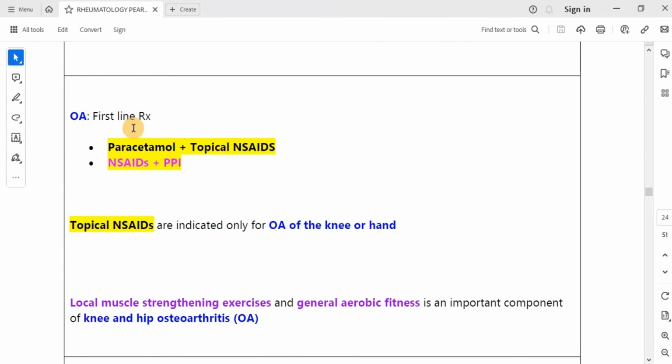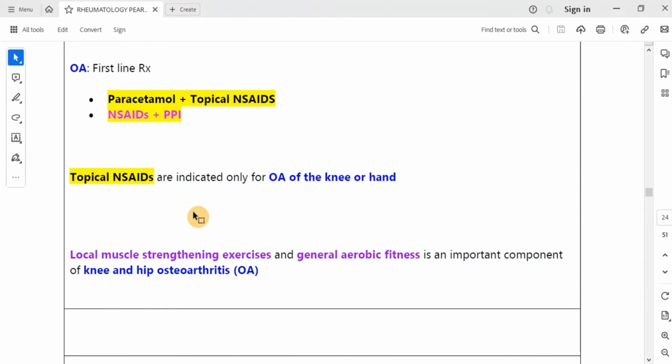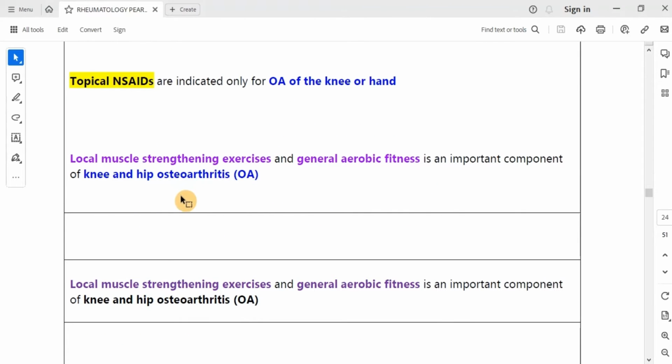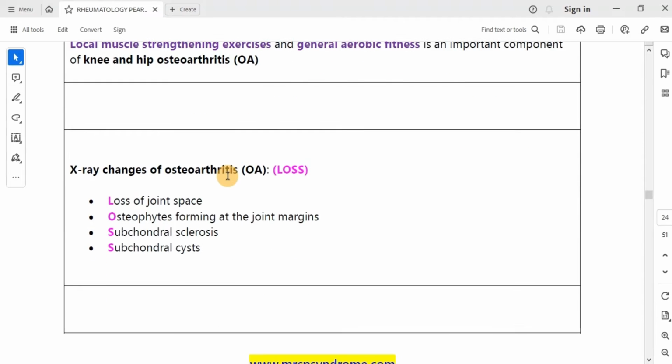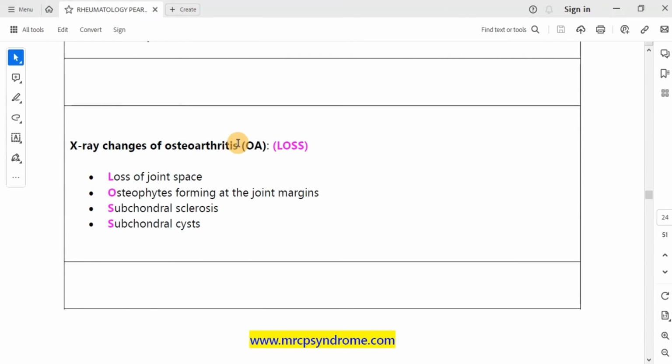In osteoarthritis, the first line choice of treatment is usually paracetamol with topical NSAIDs. If no response, go for oral NSAIDs plus PPI coverage. Topical NSAIDs are indicated only for osteoarthritis of the knee or hand. Local muscle strengthening exercise and general aerobic fitness are an important component of knee and hip osteoarthritis. So X-ray changes of osteoarthritis, we can remember using the mnemonic LOSS: Loss of joint space, Osteophyte formation, Subchondral sclerosis, Subchondral cyst. So LOSS.